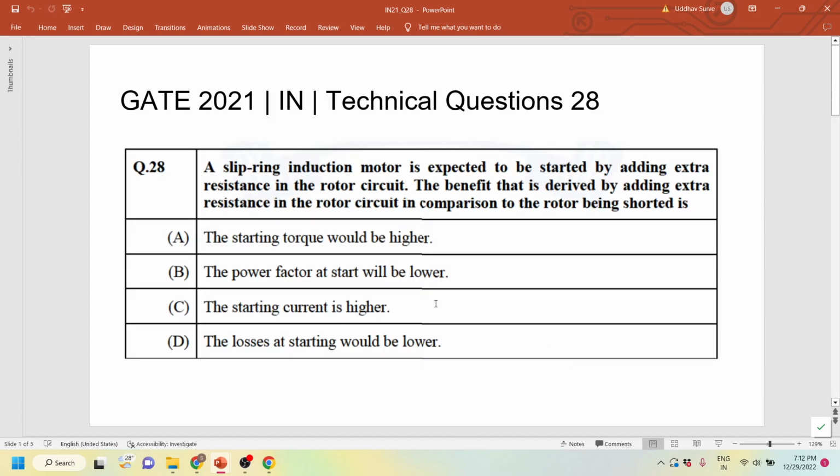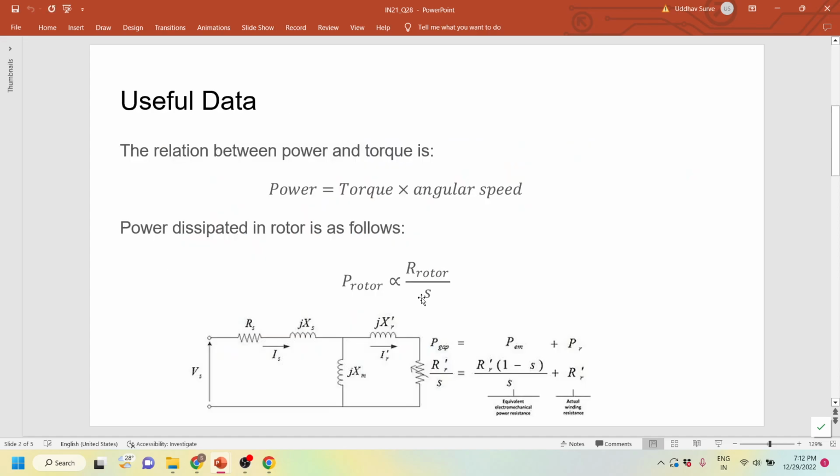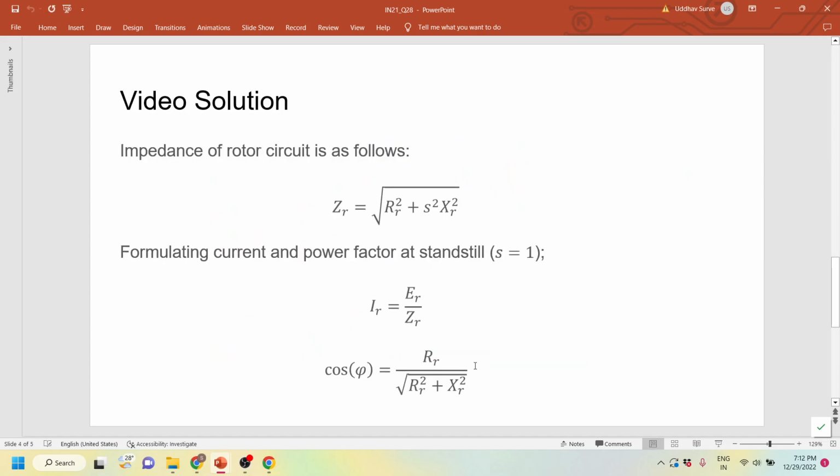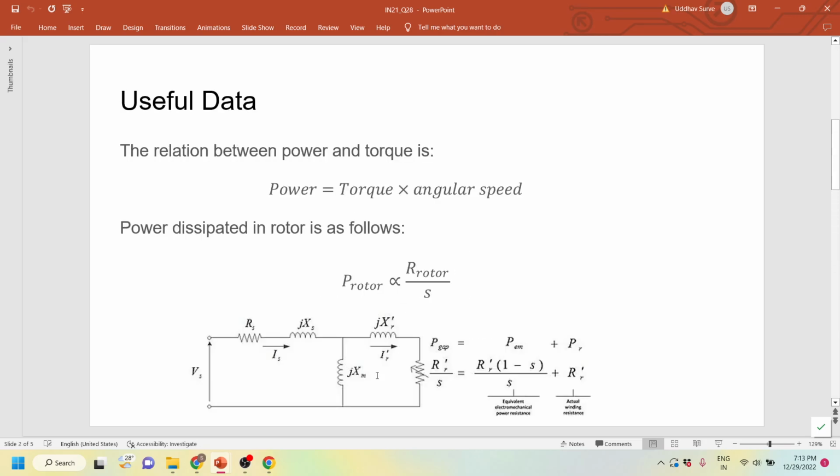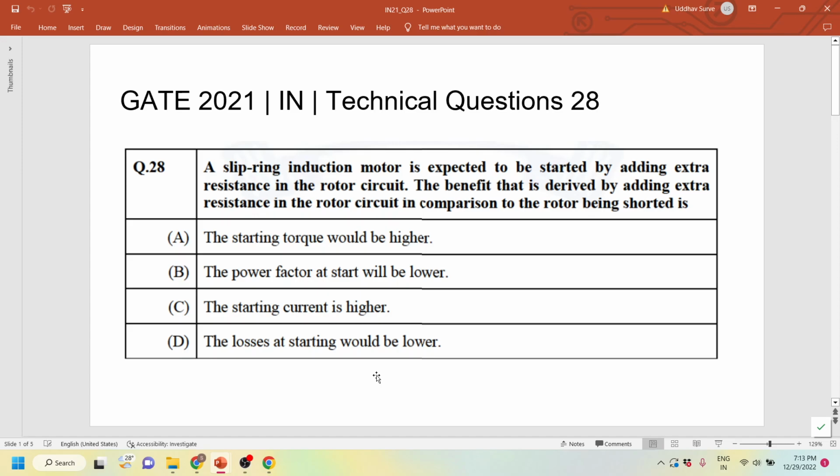Now let us see why the other options are wrong. First, power factor at the start will be lower. If we add extra resistance, let us look at the power factor expression. As we know, RR is in the numerator and XR is already there. So when we increase RR, the overall power factor increases because the resistive nature of the circuit is increasing. Therefore the power factor will increase, it will not be lower.